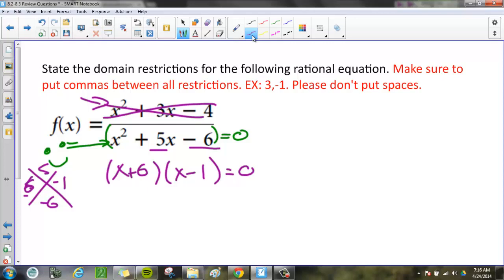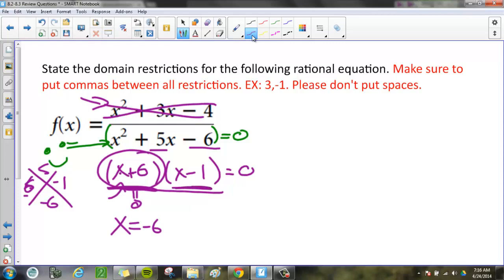Okay, so the domain is when the bottom is equal to 0. How do we make the bottom equal to 0? What do you have to put in for this x to make this whole thing equal to 0? Because if this whole thing is equal to 0, this entire thing is equal to 0. Well, one solution is when x is equal to -6, because -6 plus 6 is 0.